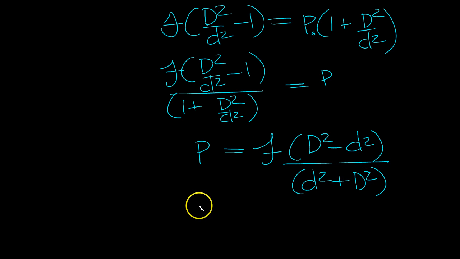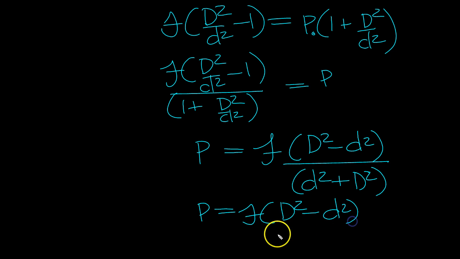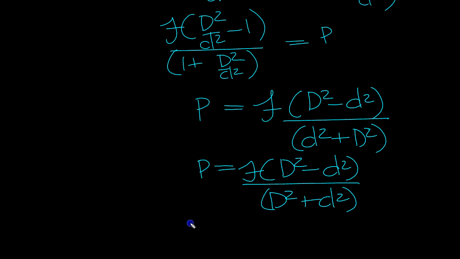Okay, so that looks easier if we just write p is equal to f times capital D squared minus d squared, over d squared plus D squared. So that's the solution we get.